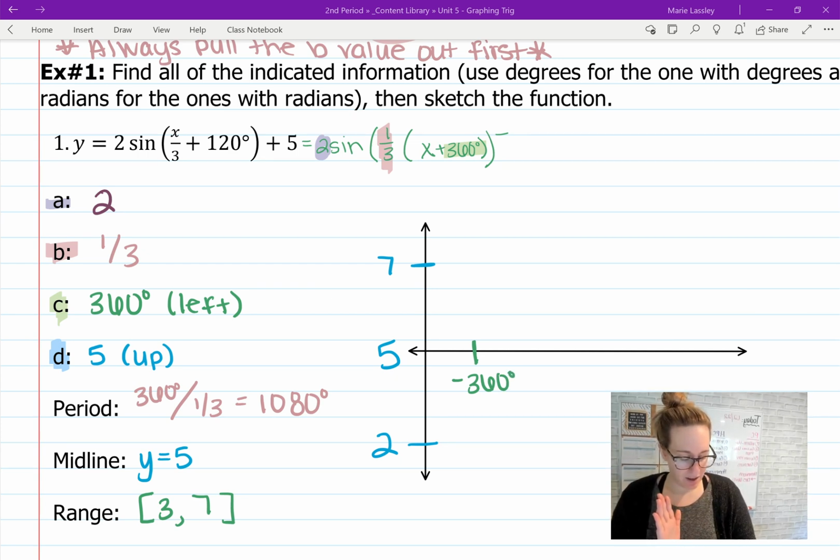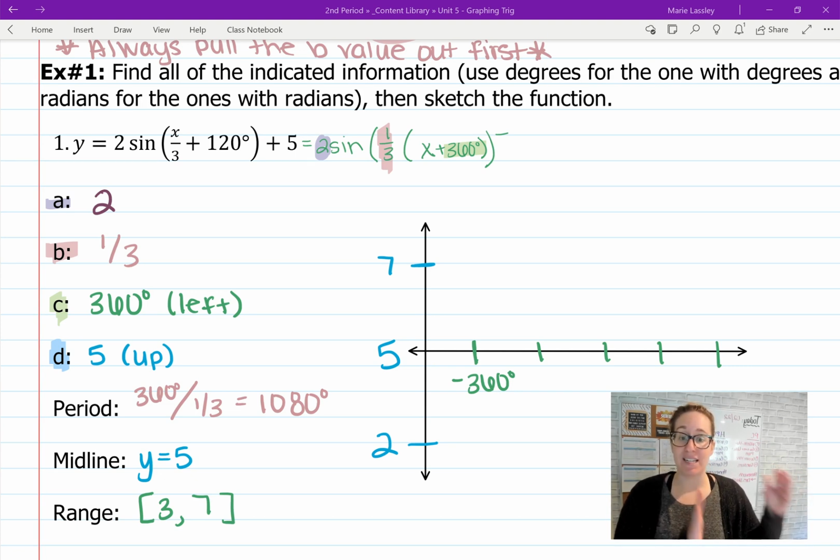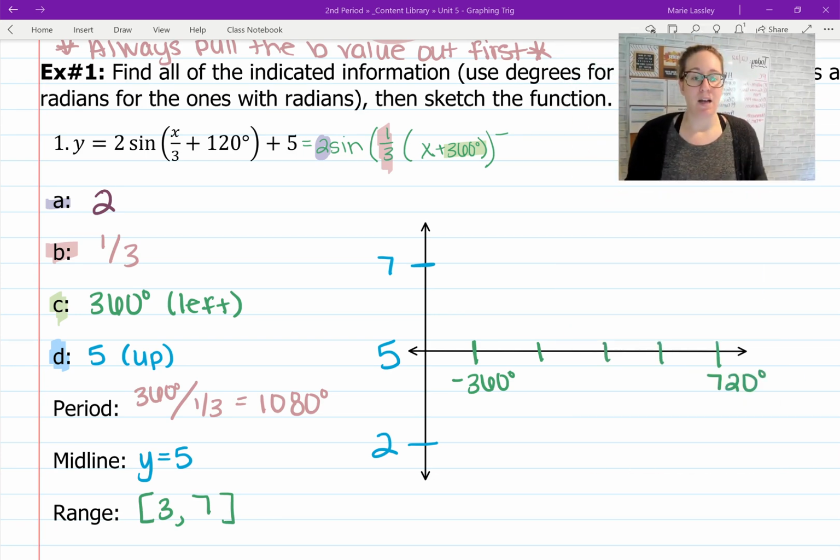Just like with my other graphs, I have a total of 5 points, so I'm going to list out all my points. Just like when we changed our period, we take our starting point, which used to be 0 but now is negative 360, and add the period to that, because we finish after one period, which in this case is 1080 degrees. So I'm going to take my calculator: negative 360 plus 1080, and that's my ending point. That's going to be positive 720. So I know that's where I'm going to end.